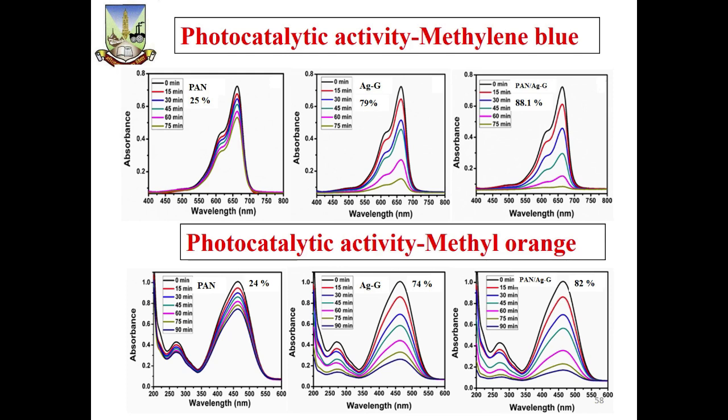And the degradation is very effective, requiring only 75 minutes, so it can be degraded very fast. When we go for the photocatalytic activity for methyl orange, it also shows very good degradation, 82% for PAN AGG nanofibers. When we compare both, methylene blue shows a better response to degradation in the presence of PAN AGG nanofibers as compared to methyl orange.